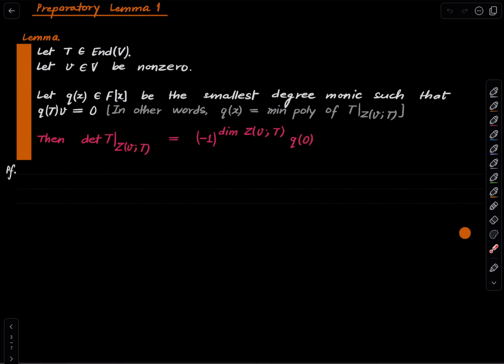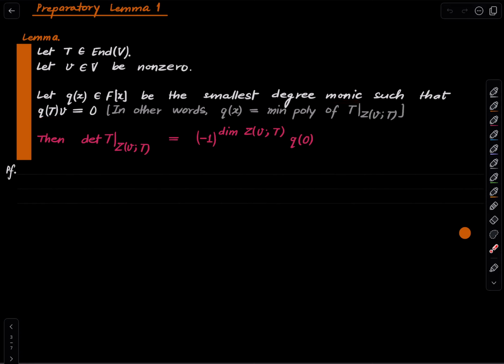So, first lemma: we have an endomorphism T on a vector space V, and we have some non-zero vector v in the vector space. So we are assuming the vector space is non-trivial. And suppose Q(x) is the smallest degree monic polynomial which kills v in this sense. It is easy to see that Q(x) is nothing but the minimal polynomial of this endomorphism restricted to the cyclic subspace. This is a T-invariant subspace, so we can restrict T to that subspace, and we can talk about its minimal polynomial, and that is the same as the smallest degree monic which kills v. So you should be clear about this.